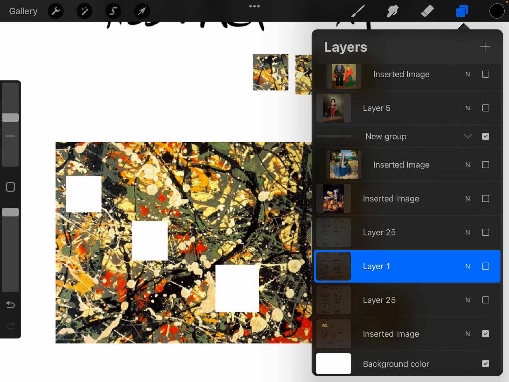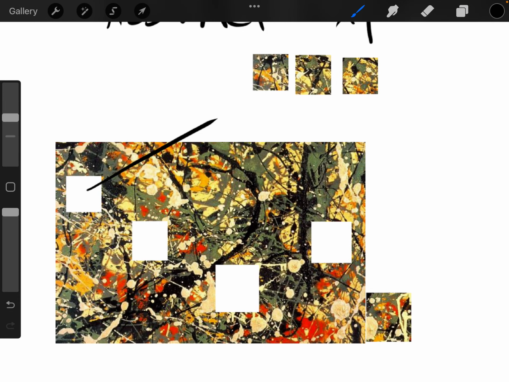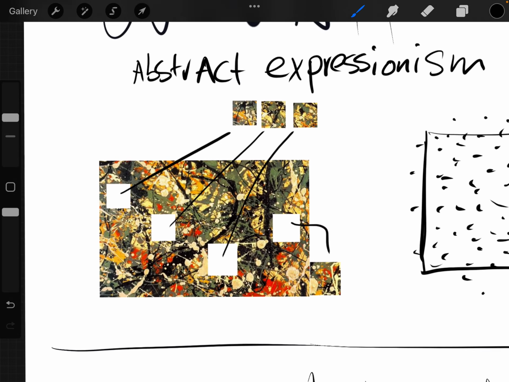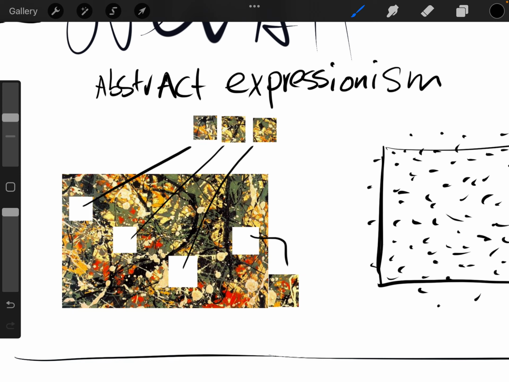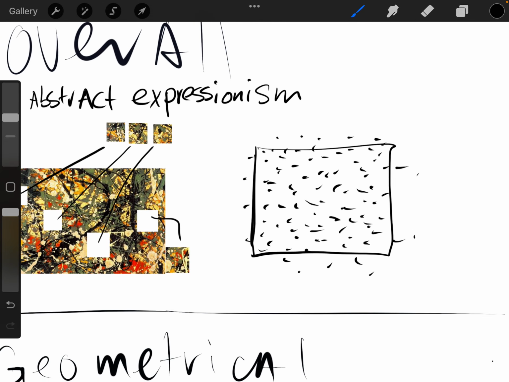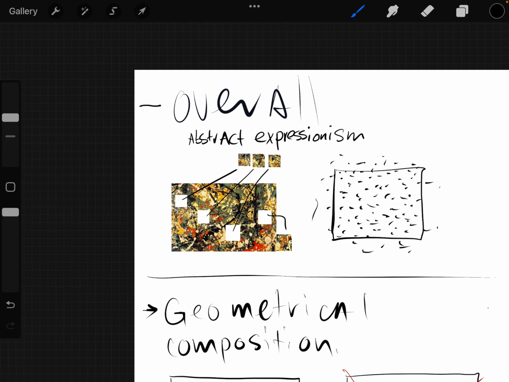So you can see I've separated these little pieces here. I took some pieces from here and you can see they all look similar or almost completely the same, right? So overall is also abstract expressionism, and basically it will look like somebody's just been throwing paint onto the painting and it's happening everywhere, and no part is any real different than any other part, right? So that is called overall composition.